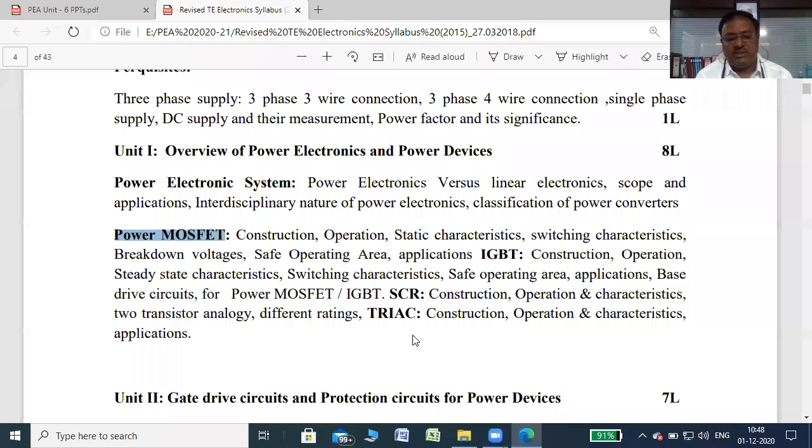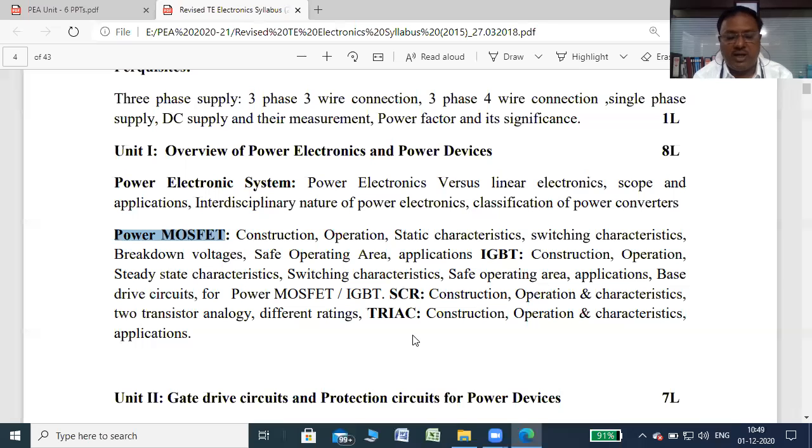Its name itself gives the information about the application of SCR, that is, it is used as a rectifier, a controlled rectifier basically. Silicon material is used, not germanium. Germanium is a heat producing element and not used for high power application. So only silicon is used for the construction of SCR. So silicon controlled rectifier, it is a controlled rectifier.